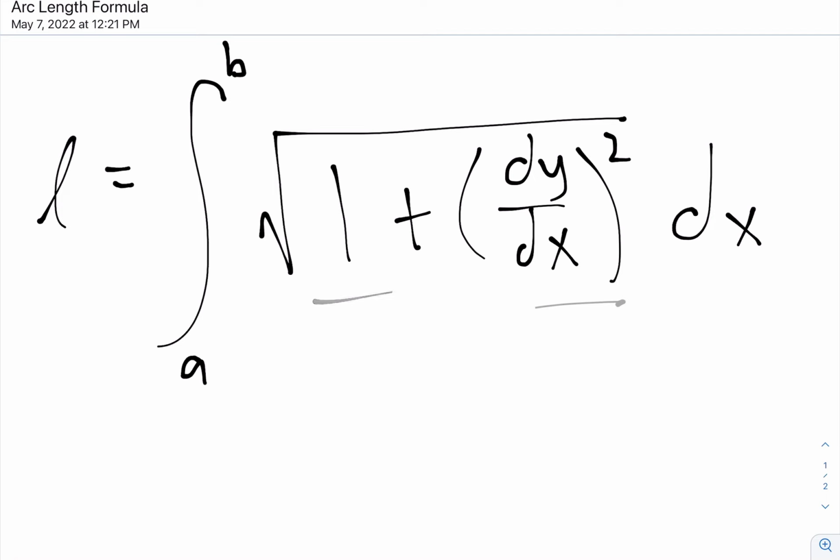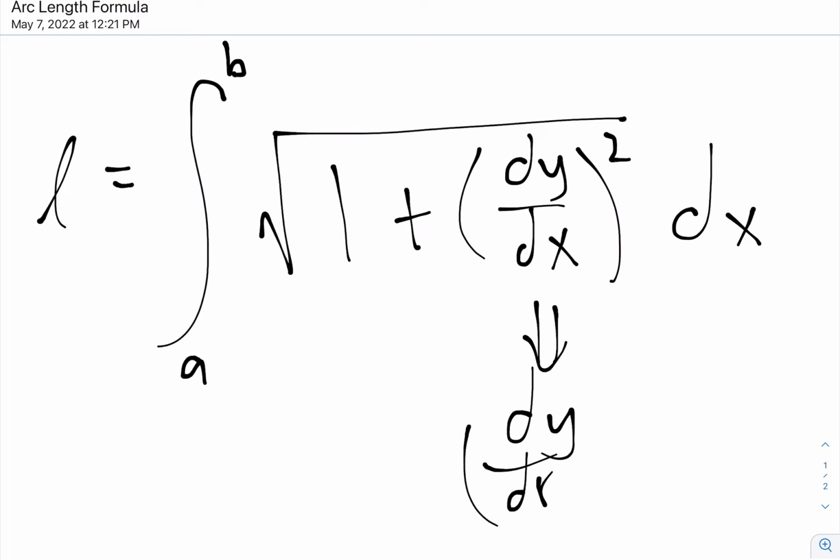We could also call this part here dy by dr squared dr. It doesn't really matter what the variable is as long as you're consistent. So this is the formula. Now let's go about actually deriving how we get there, and then I'm going to show you how we can use that to find the circumference formula and how we can apply it to some different problems.